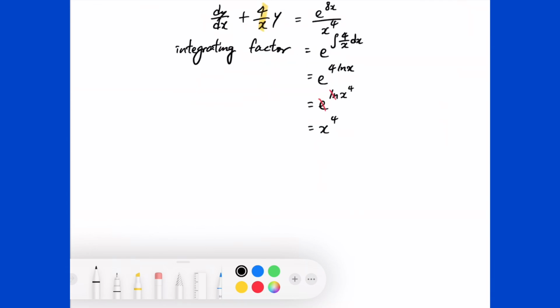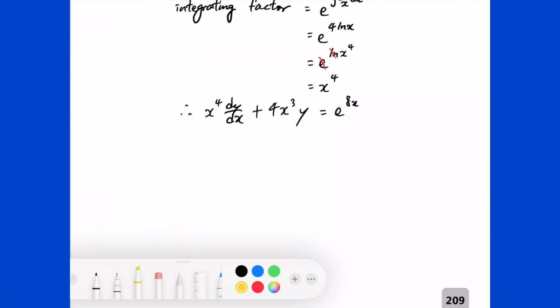Once we successfully find the expression of the integrating factor, we multiply this integrating factor into each term of the original differential equation, so that we have x to the power 4 times dy over dx, and then 4 over x times x to the power 4, we have 4x to the power 3. Similarly, for the right-hand side, e to the power of 8x divided by x to the power 4, multiplied with another x to the power 4, equals e to the power of 8x. And then we will be able to observe a special pattern on the left-hand side.